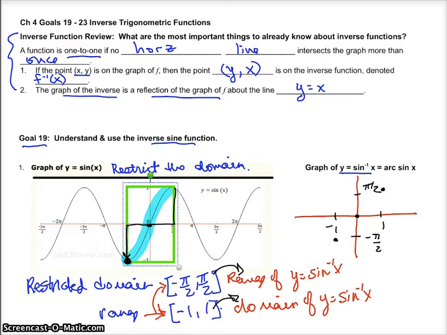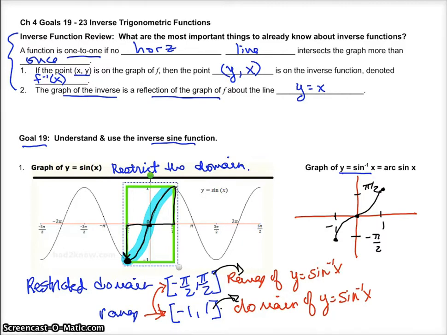Notice how the graph of sine between negative pi over 2 and 0 is concave up, so the inverse will be concave down. Notice between 0 and pi over 2 that sine is concave down, so the inverse will be concave up. And now we have the graph for inverse sine, or arc sine of x.